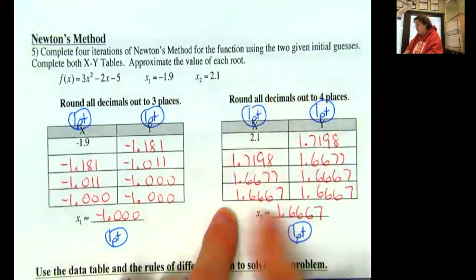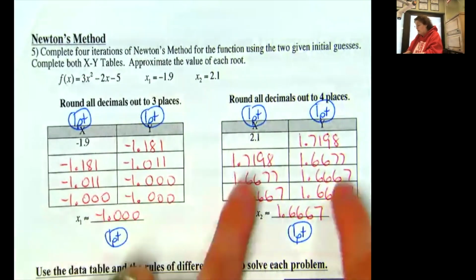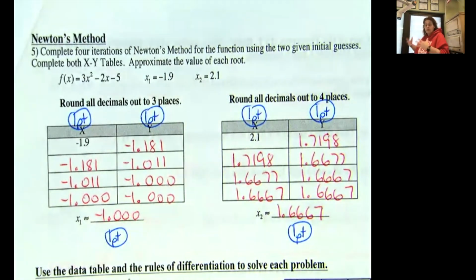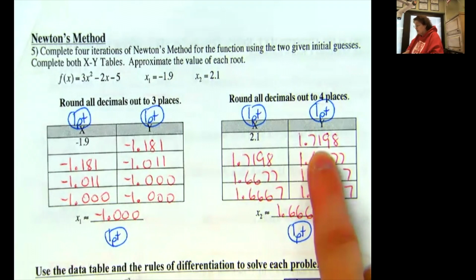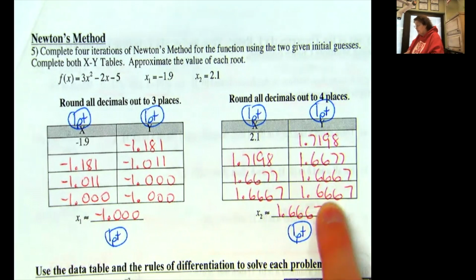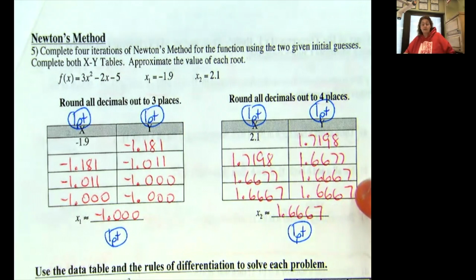Then this table over here is set up with the 2.1, and you again would create the formula, put it in your calculator, and generate the numbers. It starts out with that 1.7 and then jumps down to 1.66, then 1.6677 and then 1.6667, and then you get that repeat. So as soon as about 4 decimals out start to repeat, you have found the zero.